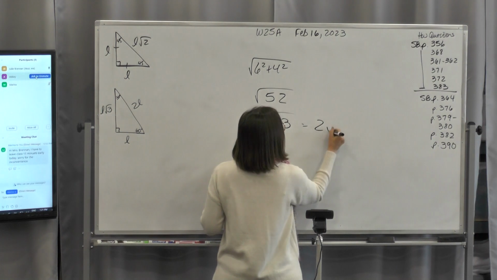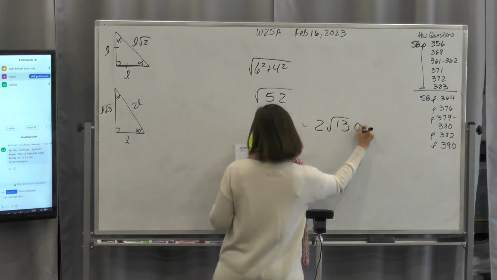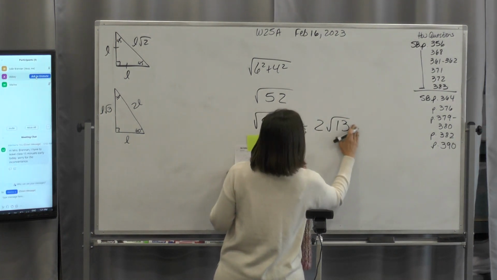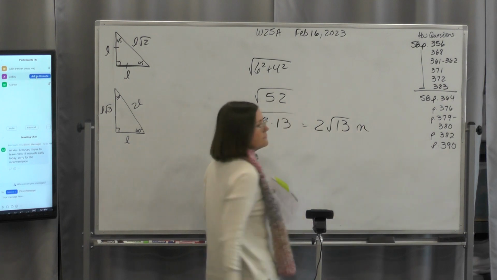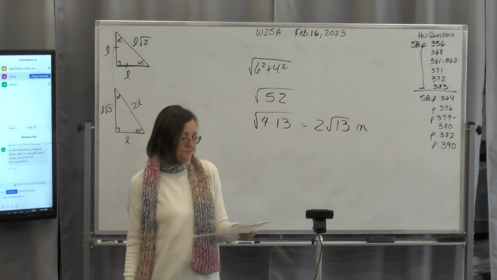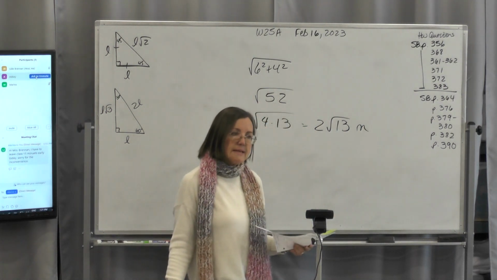So we get 2 root 13, meters. They're meters this time, right? Okay, all right, and that's how you would express the answer.